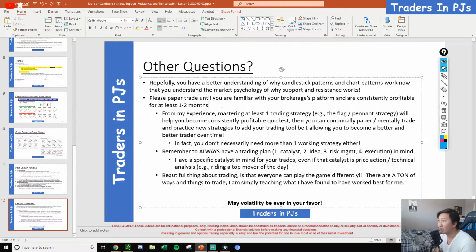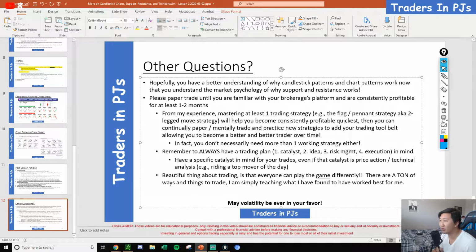Hopefully you understand why candlestick patterns and chart patterns work now, and you understand the market psychology of why support and resistance works. Please paper trade until you are familiar with your brokerage platform and are consistently profitable for at least 1 to 2 months. From my experience, mastering one trading strategy, like the flag/pennant strategy, aka the two-legged move strategy, is really what you can do to become a consistently profitable trader as soon as possible. And you can learn new strategies over time.